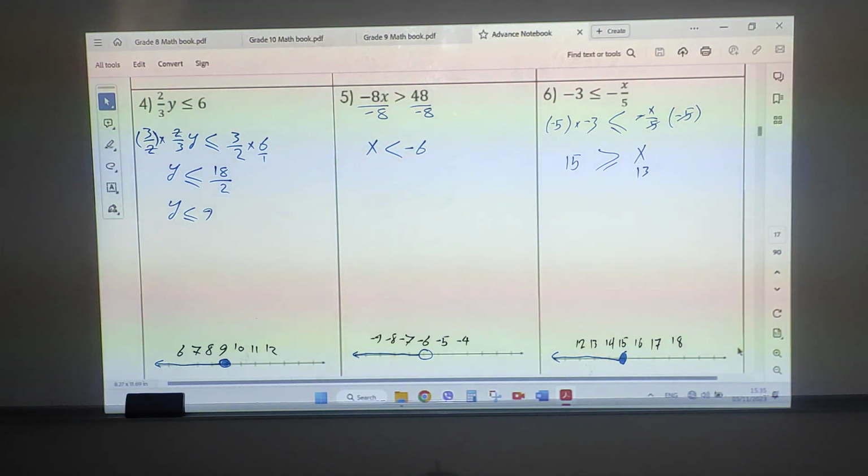That's it. That's all about how to solve inequalities and how to show the solution set on the number line.